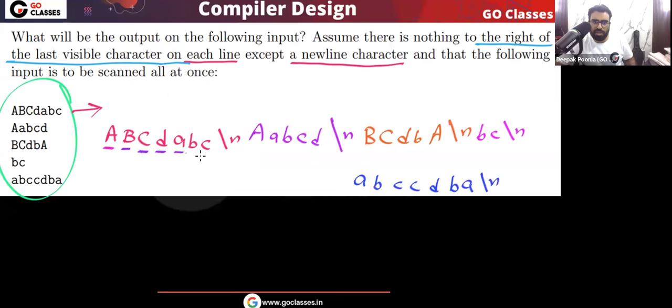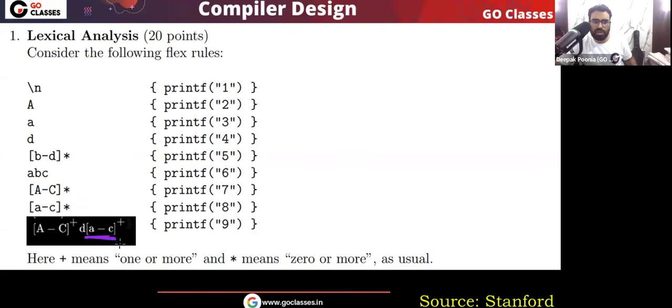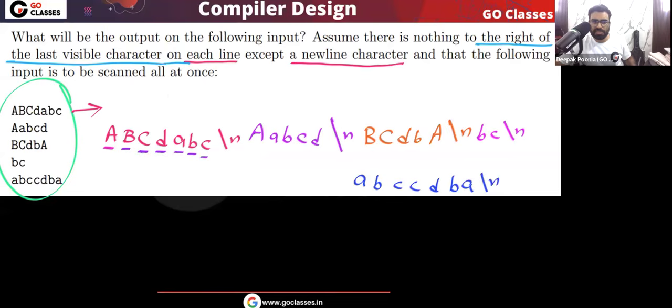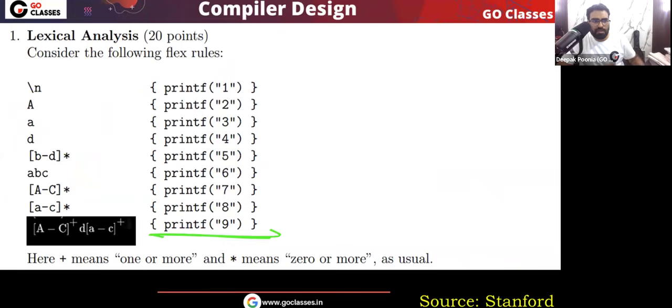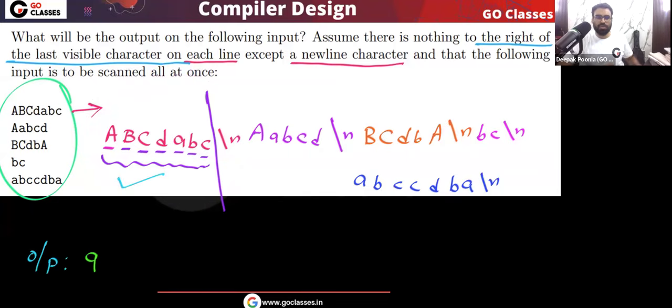Then after that, small abc. Yes, here you have small a to c. A to c means small a, small b, small c, whole plus. Very interesting. Then there is a new line character. Looking at this total thing, now it is not matching any rule. So you go back to the last matching rule. This is the last match. Do you agree? What will be the output? Tell me. Token 9 will be printed. Yes or no? Is this clear?